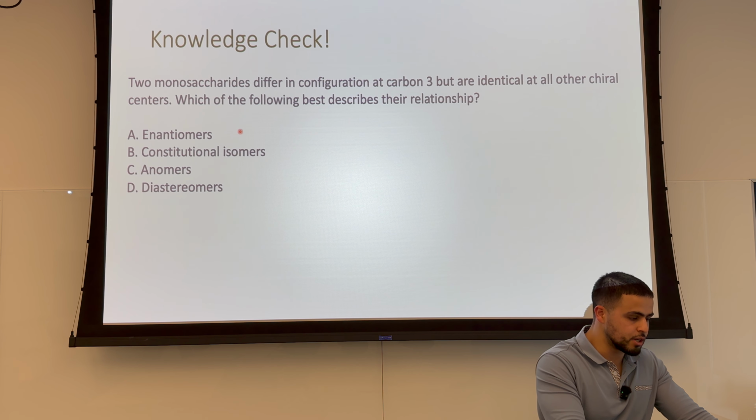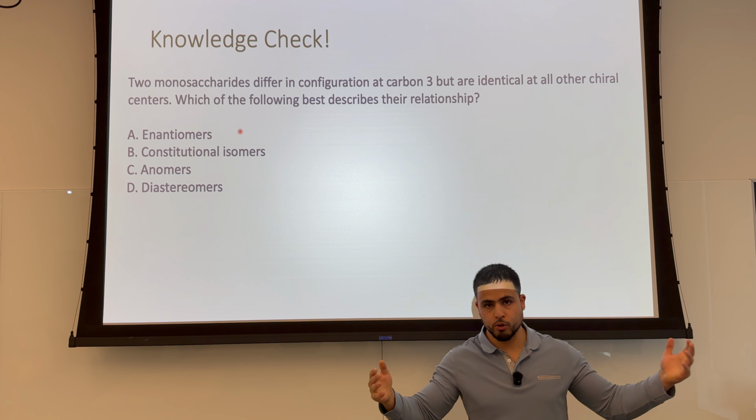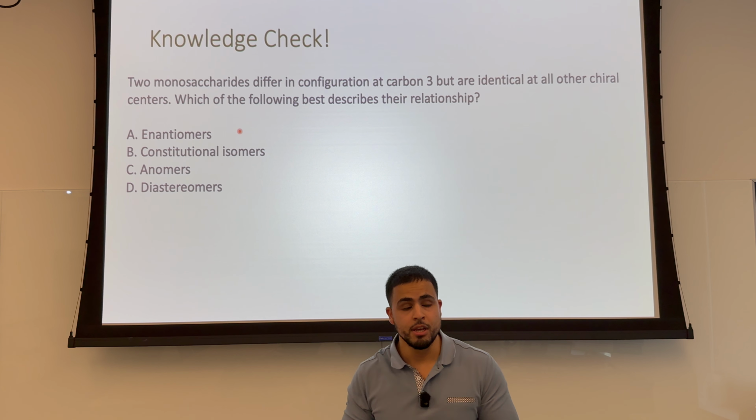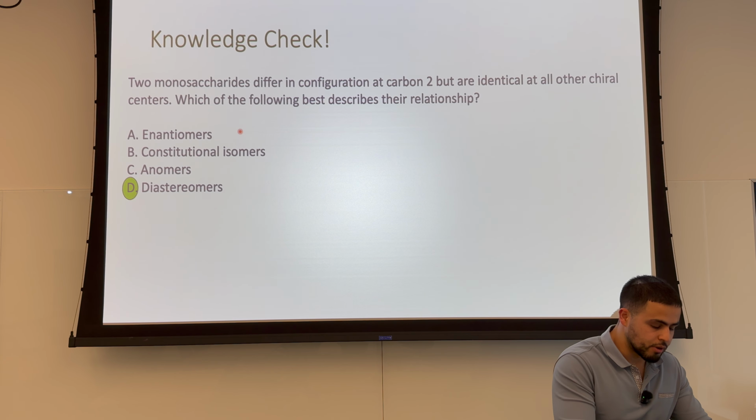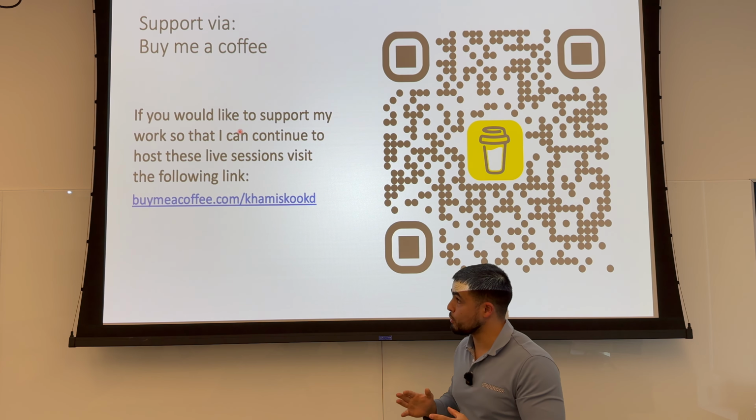Finally, our last question here: 2 monosaccharides differ in configuration at carbon 3, but are identical otherwise. Which of the following best describes their relationship? So they have multiple chiral centers, they only differ at 1, so that's going to be a diastereomer. All right, so that concludes our video for today.